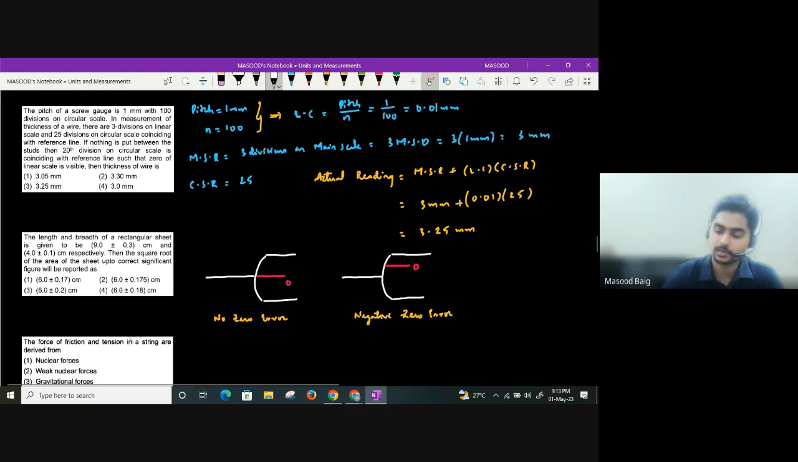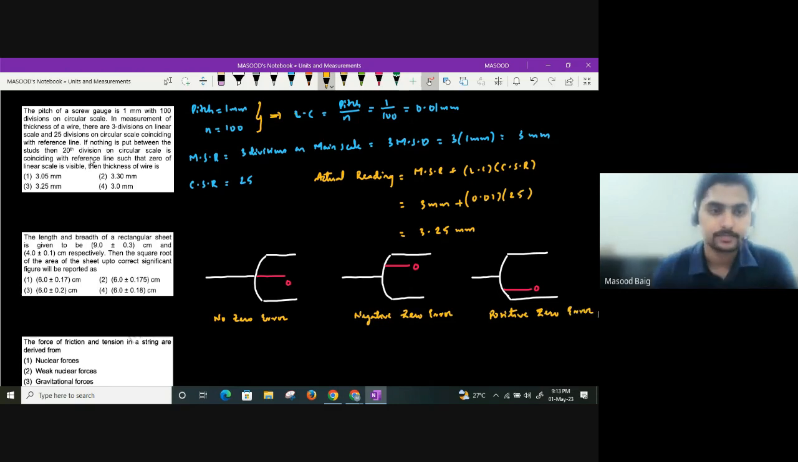Okay, in the same manner, right? If the 0 of the circular scale is lying below the reference line, then in this situation I'm going to get positive zero error, guys. Now, what they are saying is, if nothing is put, when will I get 3.25? I'll get 3.25 mm as the answer with no zero error.